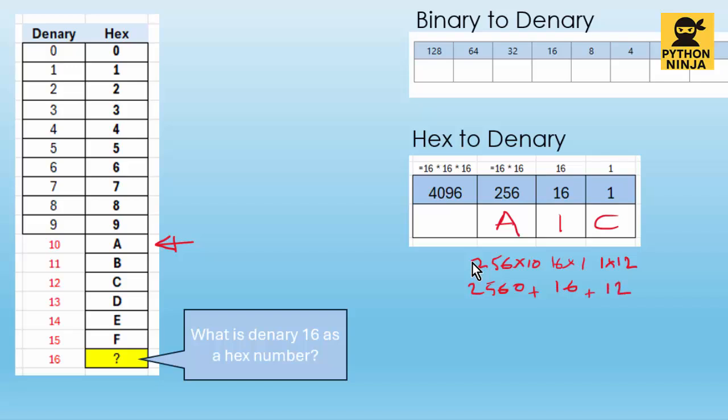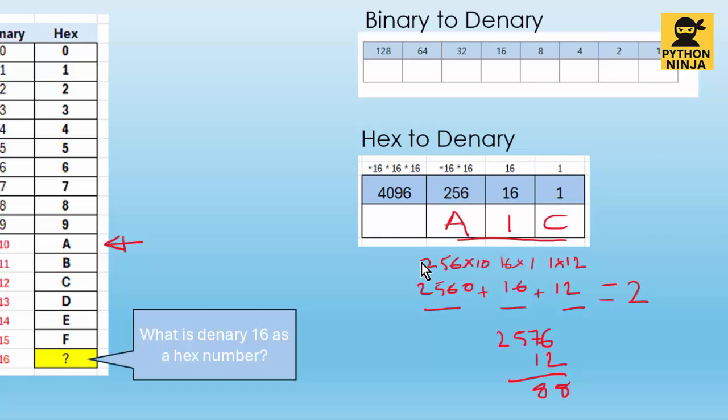So all we need to do now is add these three together. 2560 plus 16 is 2576, plus 12 gives us 2588. So our answer in denary, equivalent to that hexadecimal number, is 2588.